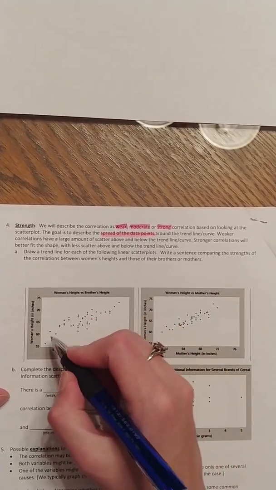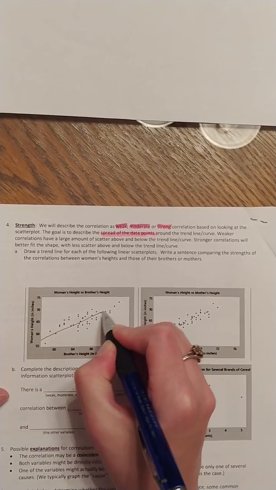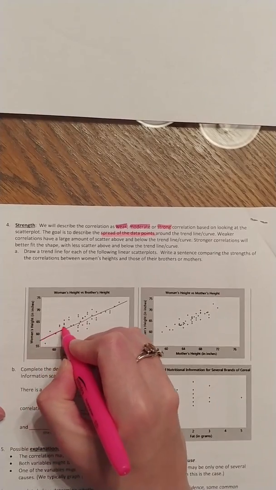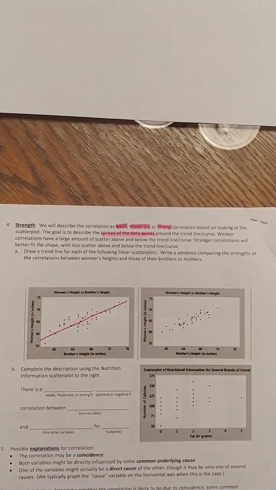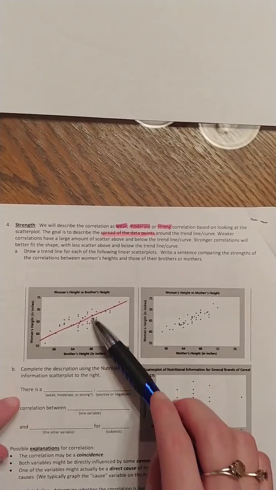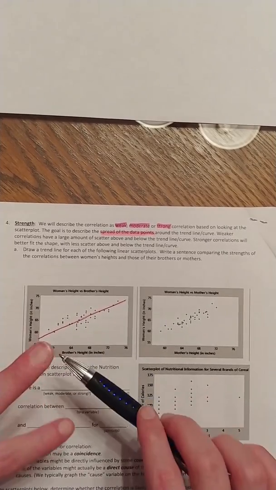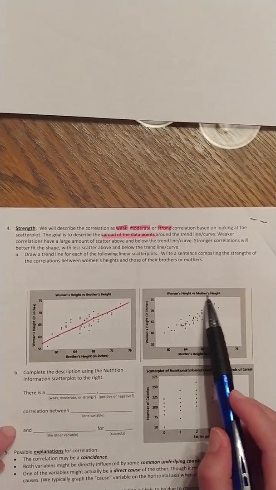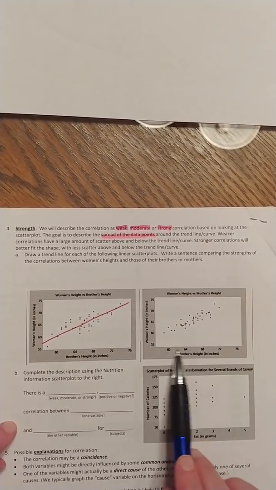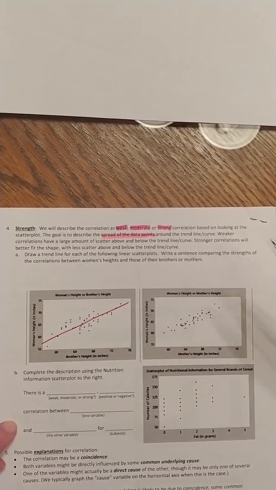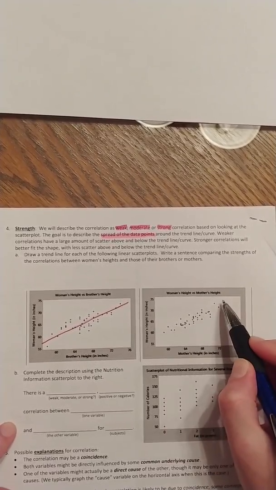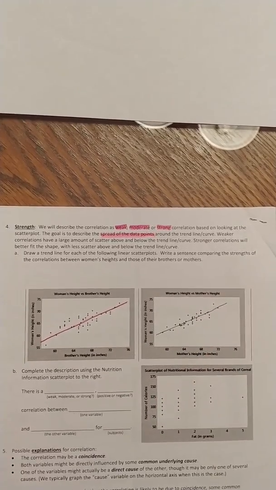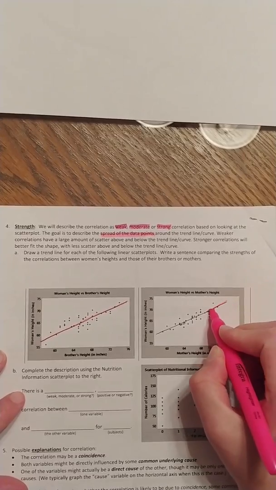So if we were to draw a trend line, something like that, more or less in the middle, about as much above as is below. As you can see here, there is a bit more scatter. The points are a little bit further apart. If you look at the women's height versus the mother's height, where the x-axis is the mother's height and the y-axis is the woman's height, you see that these are much closer together than they are here, making it a little bit easier to draw our trend line.